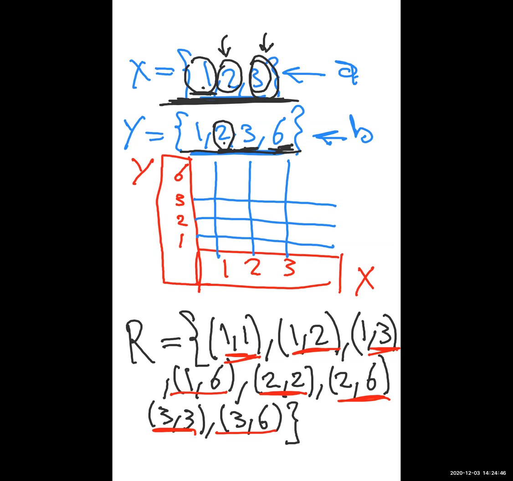Okay. Now represent the points. The first one, it's 1 and 1. 1 and 2. 1 and 3. 1 and 6. 2 and 2. 2 and 6. Then 3 and 3. 3 and 6. So this is the Cartesian diagram.